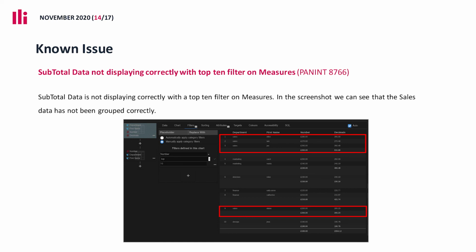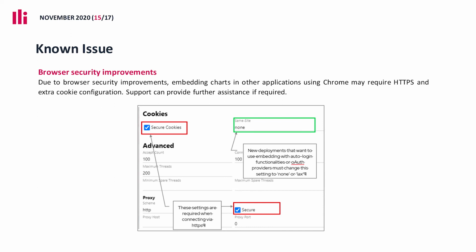When a top 10 filter is being used with a measure, the subtotal data is not displaying correctly. In the following screenshot, we can see that the sales data is not grouped correctly. Due to browser security improvements, embedding charts in other applications using Chrome may require HTTPS and extra cookie configuration. Support can provide further assistance if required.